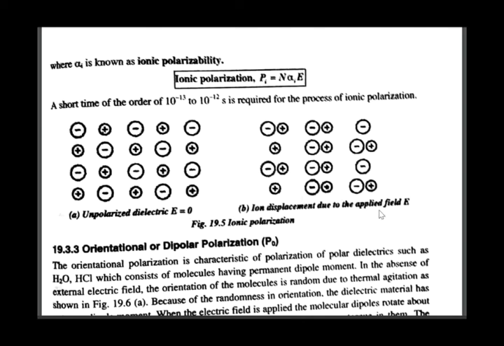So once the field is applied, electric field is applied, look at the change. So this is one dipole, minus and plus. Even this minus and plus, the orientations will be the same, minus plus, minus plus, minus plus. So all minus will be moving towards one side, and plus will be moving to the other side. So this is how ion displacement occurs when the field is applied.